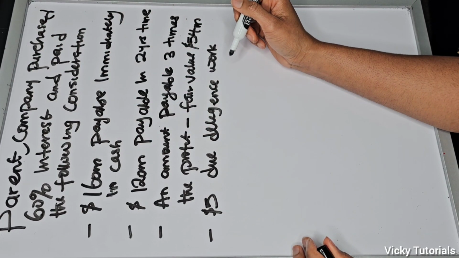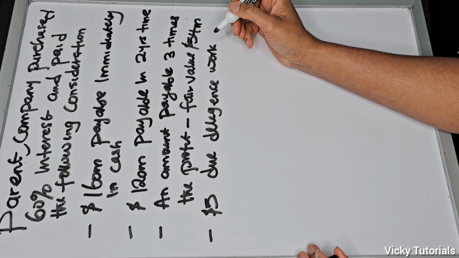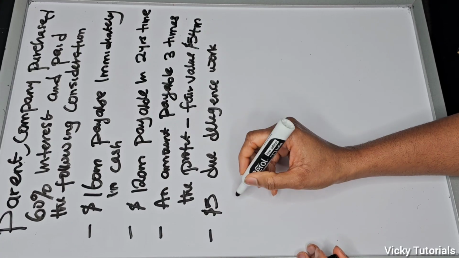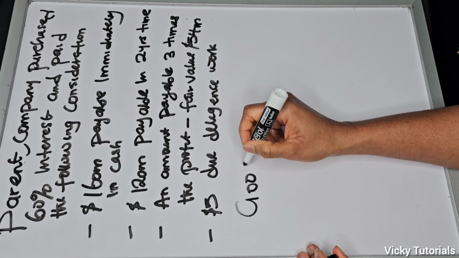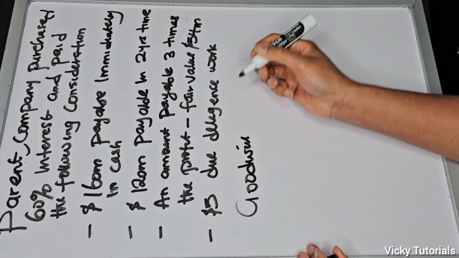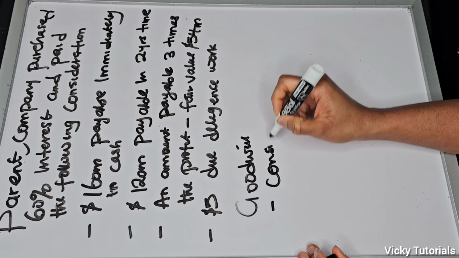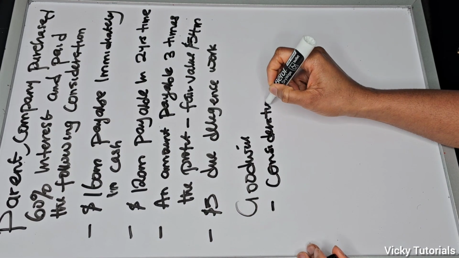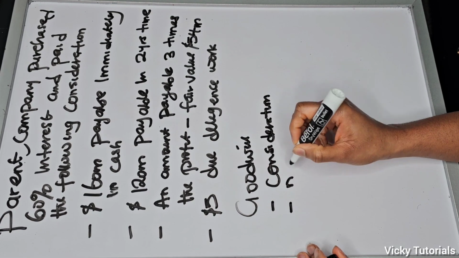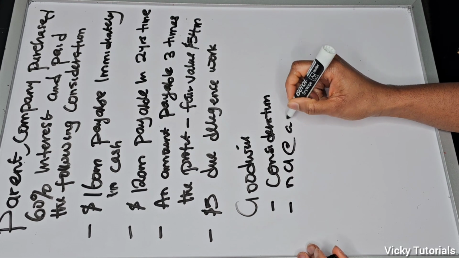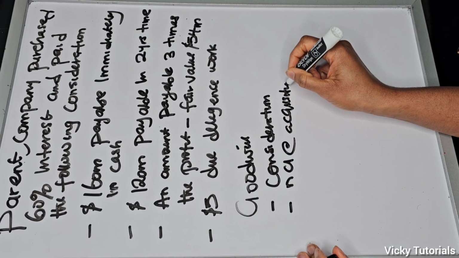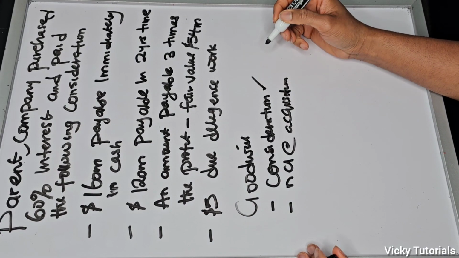So these are the different types of consideration that this parent company has proposed to pay to the subsidiary, okay? So how do you compute the consideration transferred? You know that if you want to calculate goodwill, you need the consideration transferred, okay? You also need NCI at acquisition. However, this is what we are computing today.